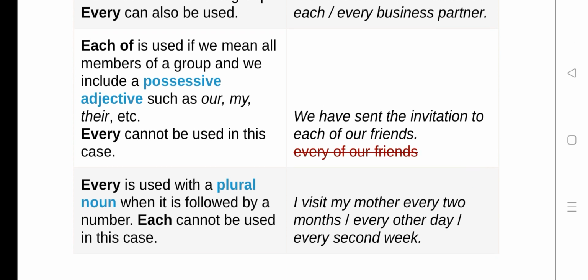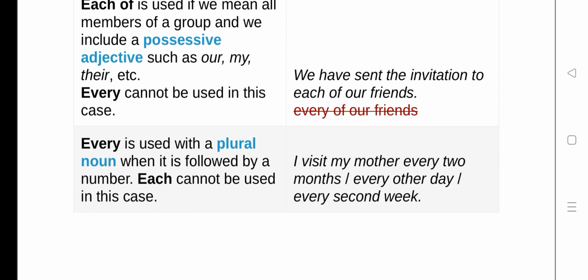Each of is used if we mean all members of a group and we include a possessive adjective such as our, my, their, etc. Every cannot be used in this case. So the difference is that when we use each of, it includes a possessive adjective. Just see the example. We have sent the invitation to each of our friends. Each of our friends. So in this case, we don't use every of our friends.